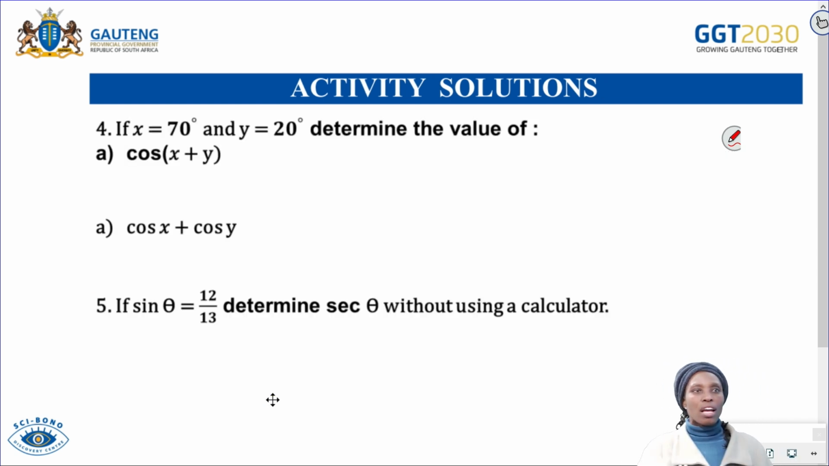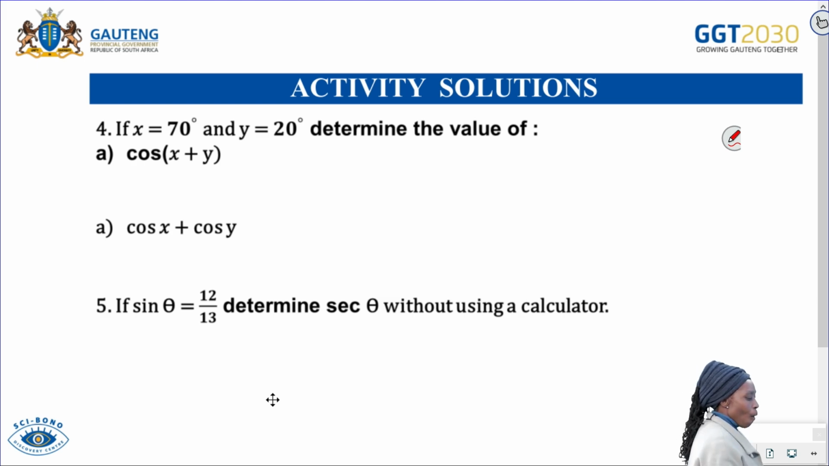Moving on to the next question, question 4. They say if x is 70 degrees and y is 20 degrees, determine the value of cos x plus y. Determine the value of cos x plus y. Still on that activity, we want to know the value of cos x plus y.